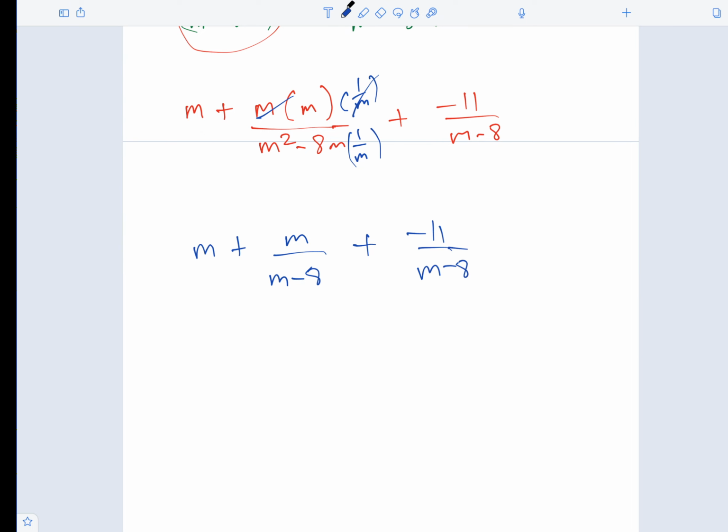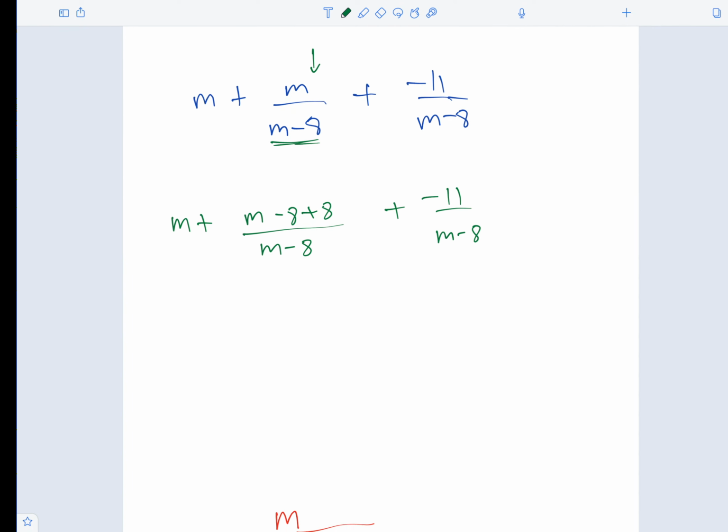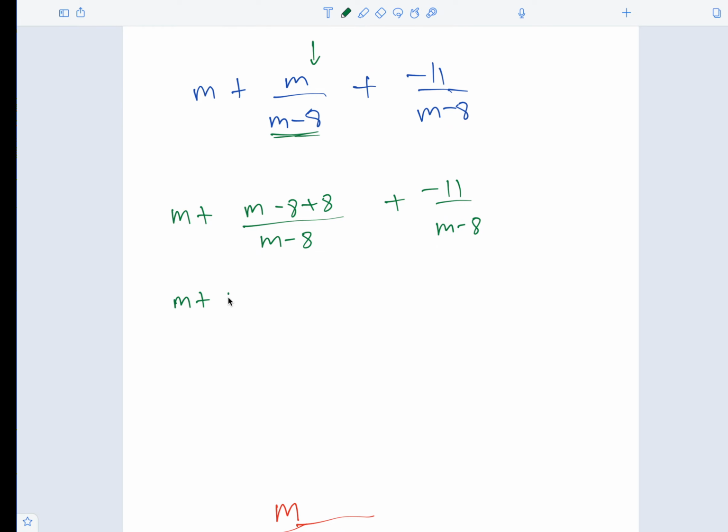Okay, now what do I want to do? Well, I want to play the same game. I need this to be a minus 8 so it can match with this one. So that's what we're going to do. We're going to subtract 8 and add 8 to create that effect. We don't really care about what's left over. Then I can rewrite this as m plus m minus 8 over m minus 8 plus, and I could take this leftover 8 and make it hang out with the 11. 8 minus 11 over m minus 8.